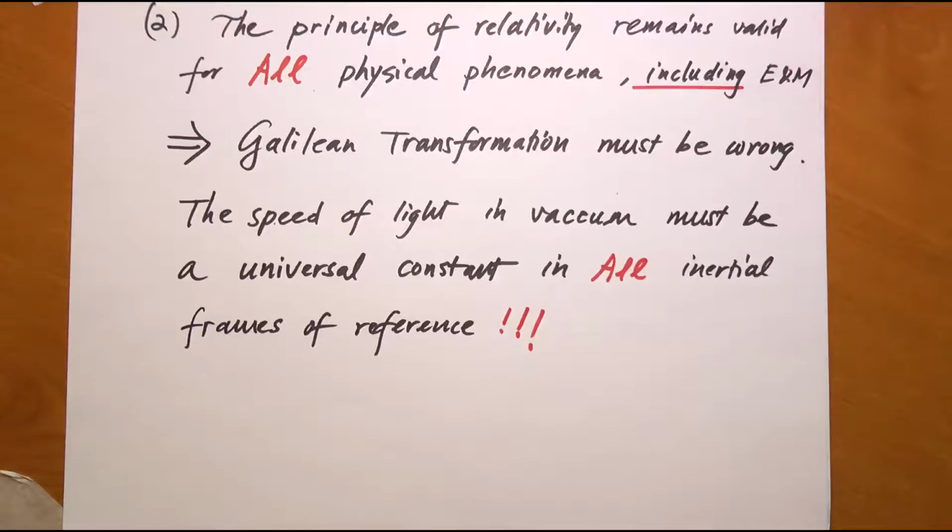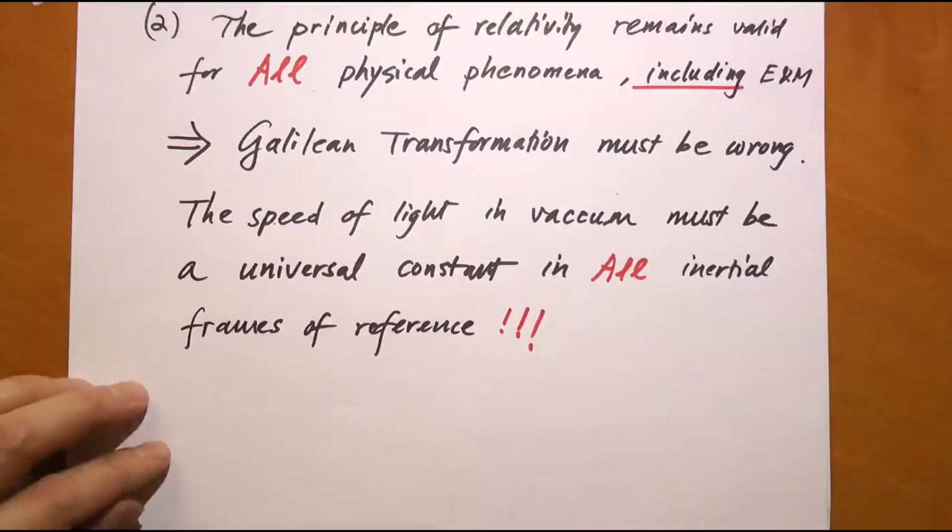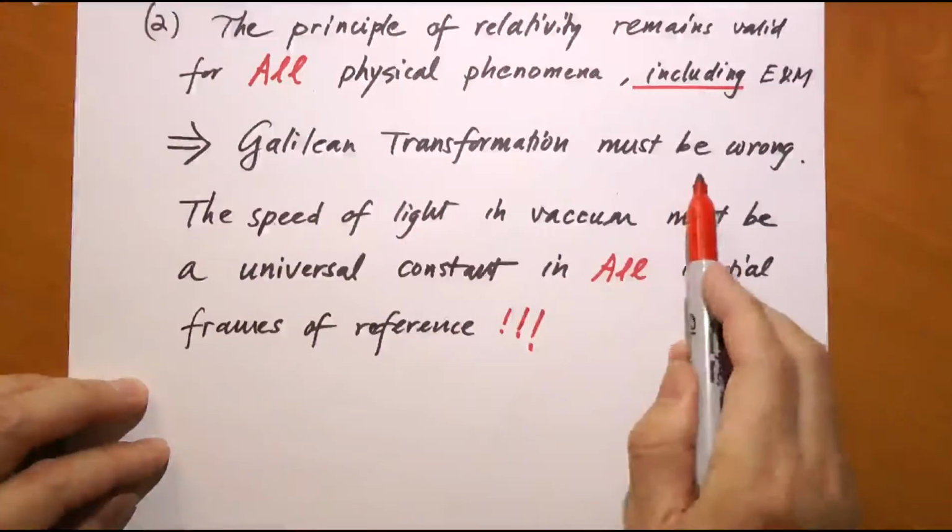He believed that the laws of physics, whether mechanical or E&M or anything else for that matter, must be valid for all inertial frames. In other words, relativity extends beyond mechanics. No matter what experiment you do, mechanical or even E&M, you are not going to be able to detect your so-called absolute speed relative to ether. You just get the same exact result. So he says the principle of relativity remains valid for all physical phenomena, including E&M. In other words, the Galileo transformation must be wrong.